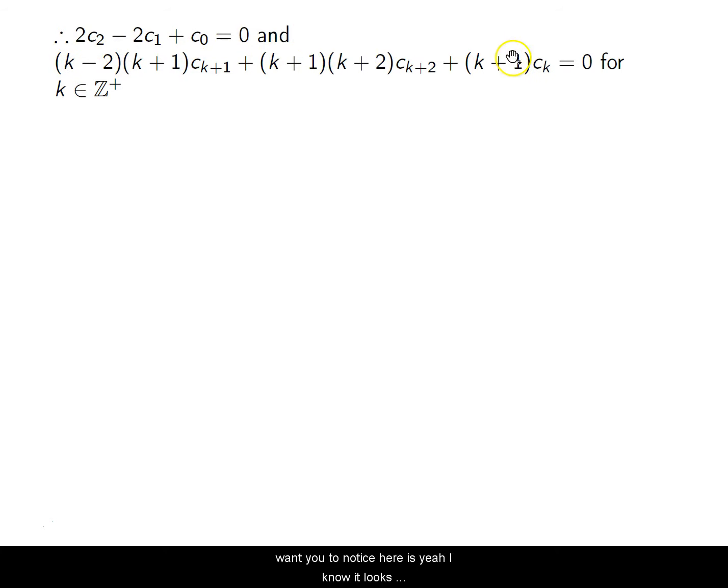What I want you to notice here is, yeah, I know it looks complicated. We'll talk about how to deal with this right now. I always think about these things as a 3-step process. The first step is making the substitution into my series and simplifying them. The second step is combining them all into one series. And then the third step is finding all of the coefficients I need from my series, right? So we're on the last phase here. I know it's a lot of work.